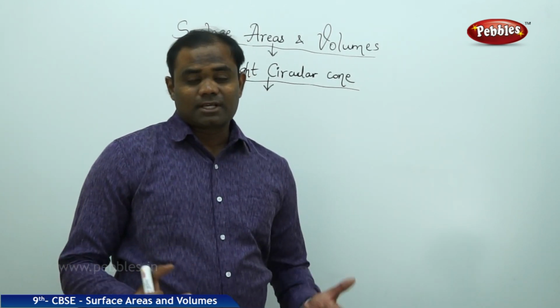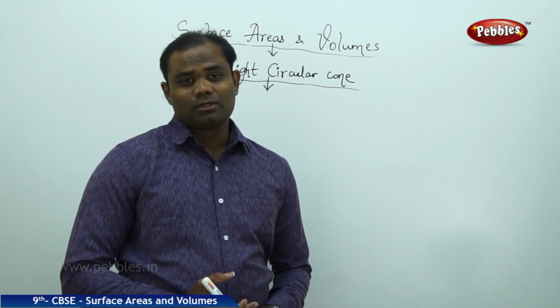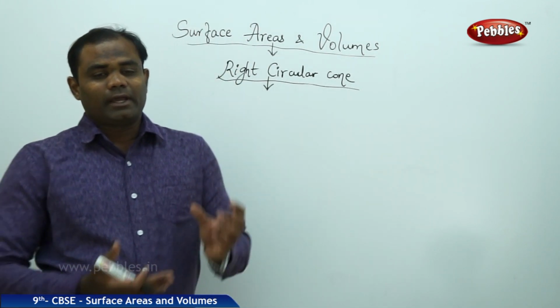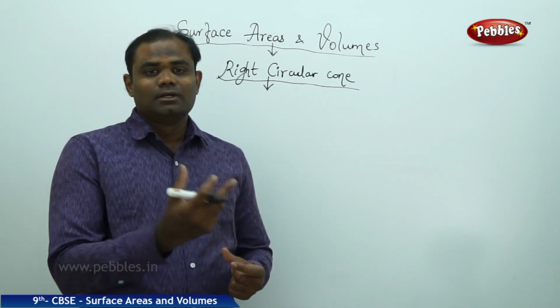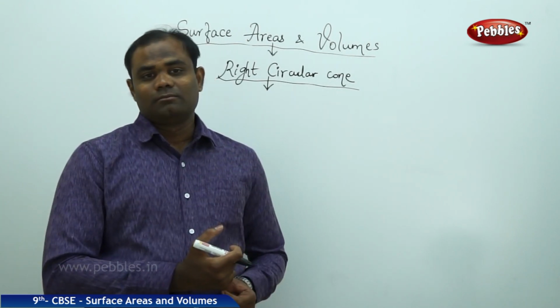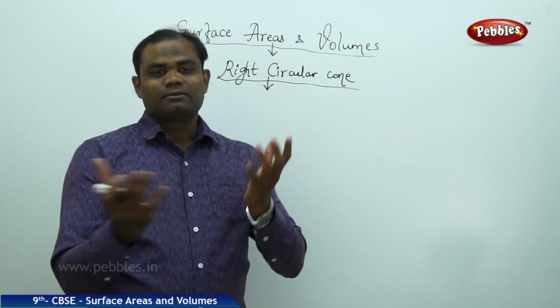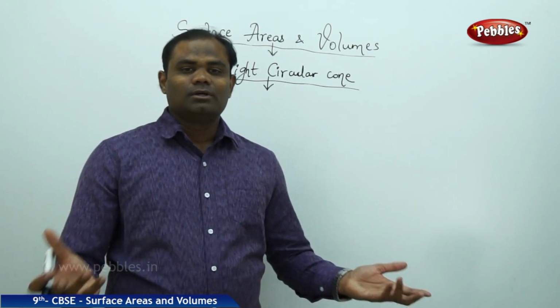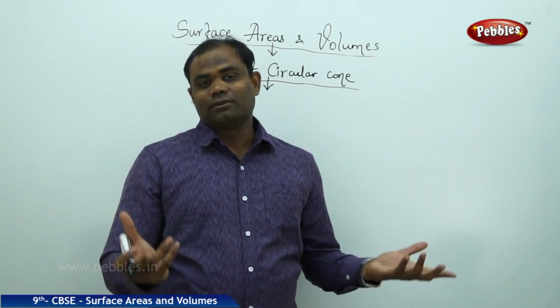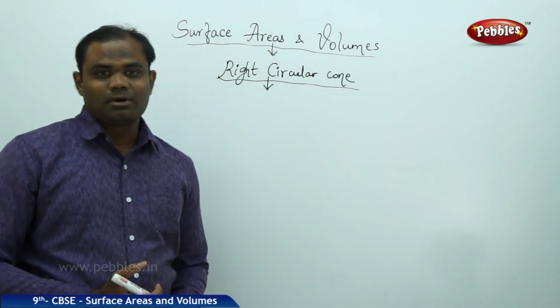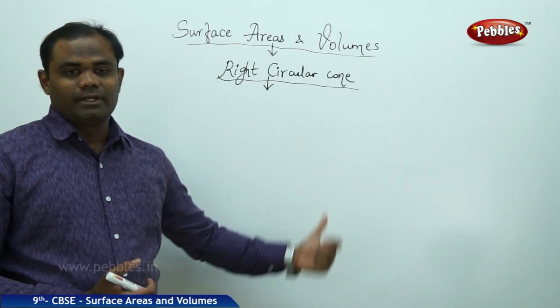Now that we have discussed curved surface area of a cone, let's see what happens if I add the base, which is a circle, to the curved surface area. Obviously, we get the total surface area. The curved region and the base add up to form a total surface area of the cone. This session is about total surface area of a cone.